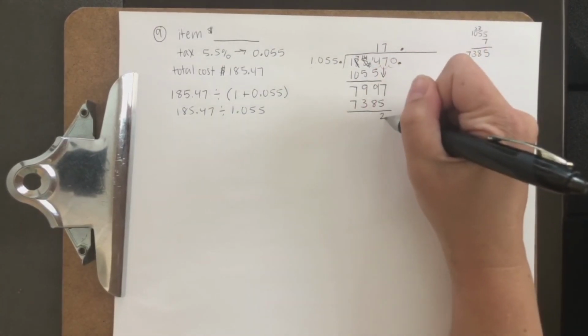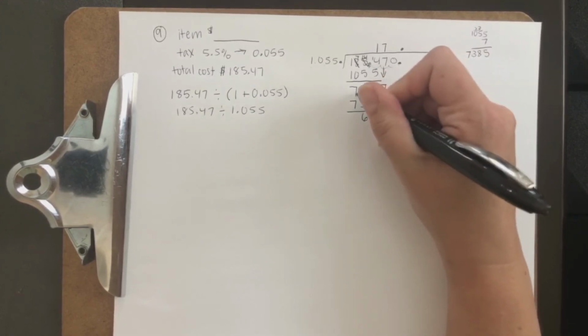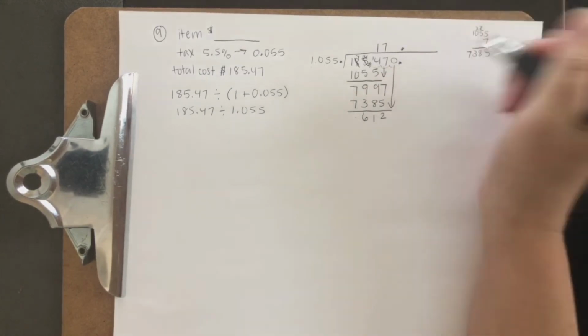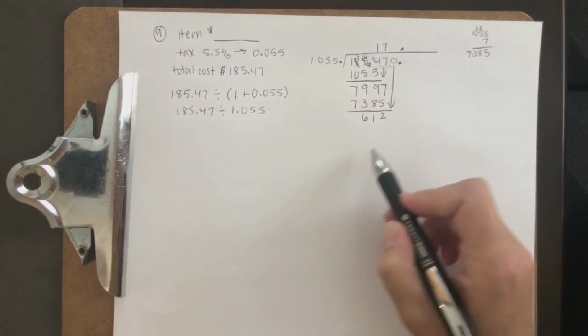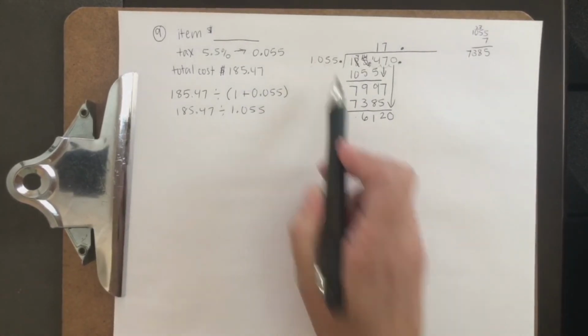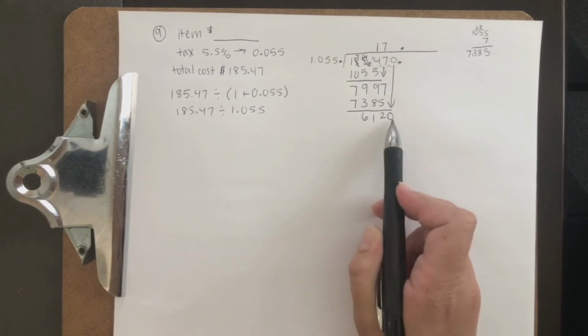7 minus 5 is 2. 9 minus 8 is 1. 9 minus 3 is 6. 7 minus 7 is 0. Let's bring this number down. And that's a 0. So about 1,000 will go into about 6,000, probably 6 times.